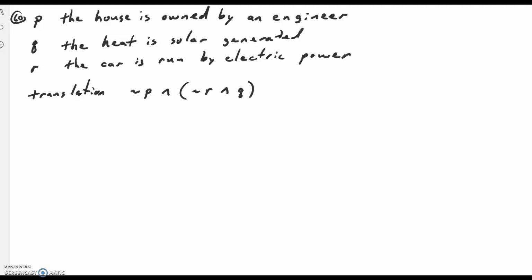This next example is problem 60 from our textbook. We're translating the following sentence. The house is not owned by an engineer. That's the negation of P. And the car is not run by electric power, that's the negation of R, and the heat is solar generated, so that's and Q.